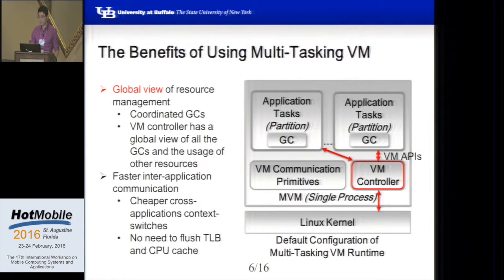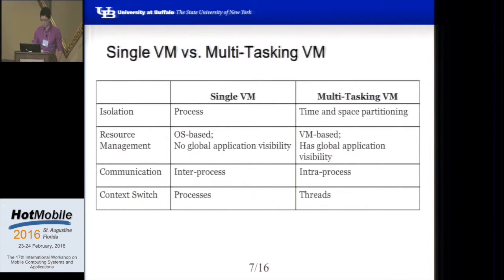To briefly summarize the difference between single VM and multitask VM: multitask VM removes process isolation with time and space partitioning, and instead of managing everything in the OS kernel, it provides VM-based resource management. Additionally, it replaces inter-process communication with intra-process communication, and it only requires a thread-based context switch within the same process.